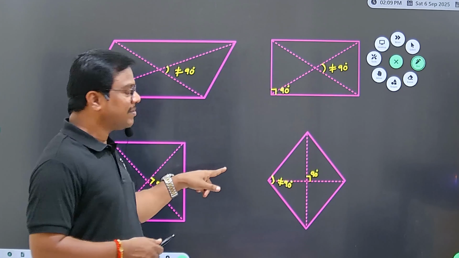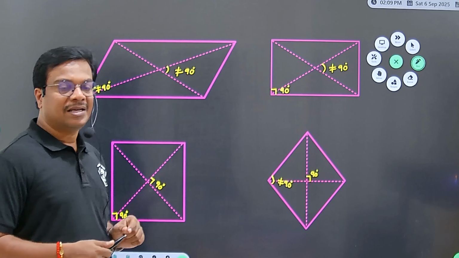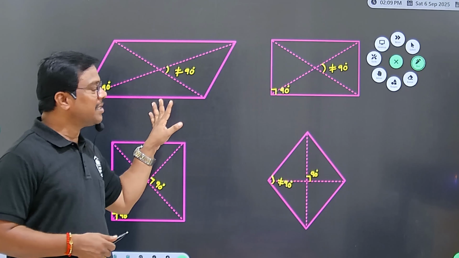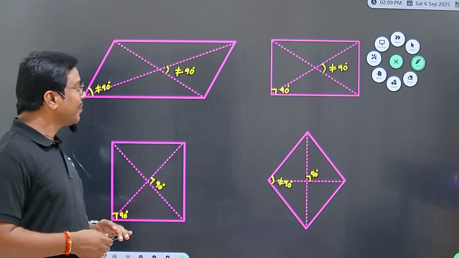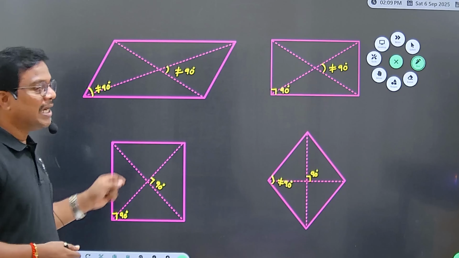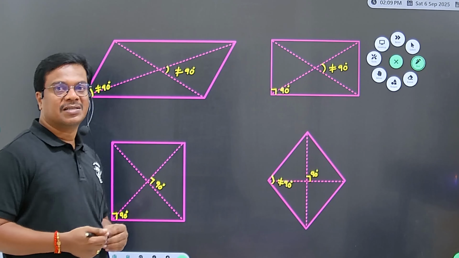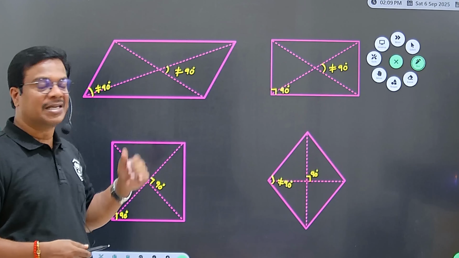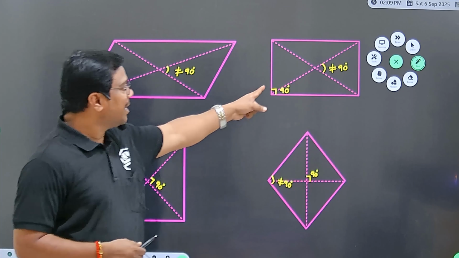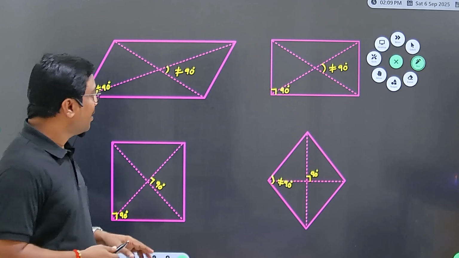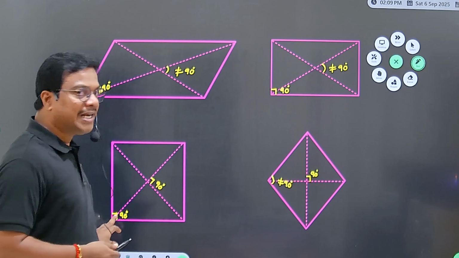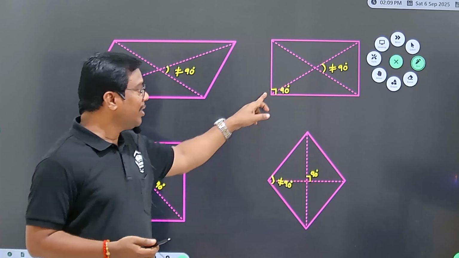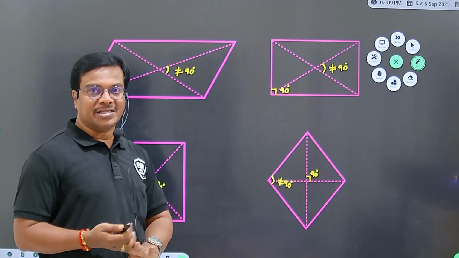All the four figures have opposite sides that are parallel and also equal. So these four represent parallelograms. Particularly, depending upon some different conditions, they are called rectangles, square, rhombus, etc. Observe the second and third figure. The angle between adjacent sides is clearly 90 degrees. So these two figures are called rectangles.